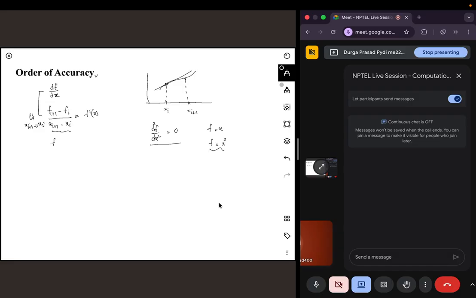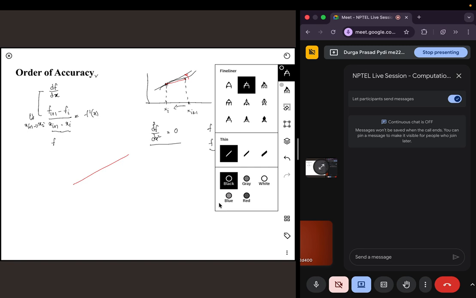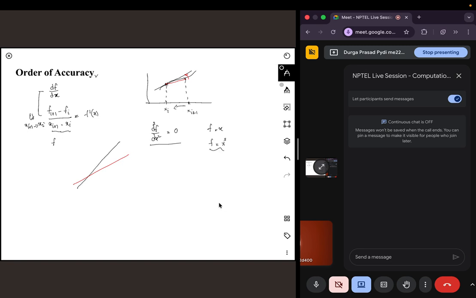The point I was trying to make here is, as the grid gets smaller and smaller, as xi plus 1 gets closer to xi, how close does our approximation become to the original? As xi plus 1 goes closer to xi, this line will keep shifting towards that line. This is my actual slope, and this is the one that is estimated. As xi plus 1 gets closer and closer, the estimated line gets closer to the original one. The rate at which this gets closer is defined by the order of accuracy. We will estimate this from the Taylor series expansion.